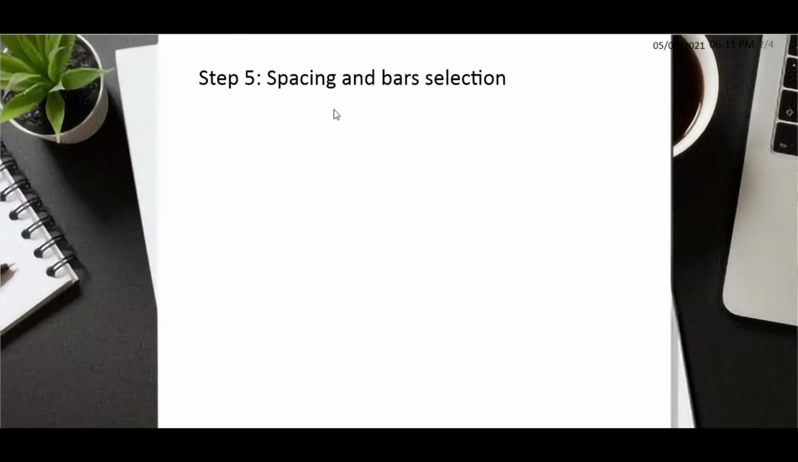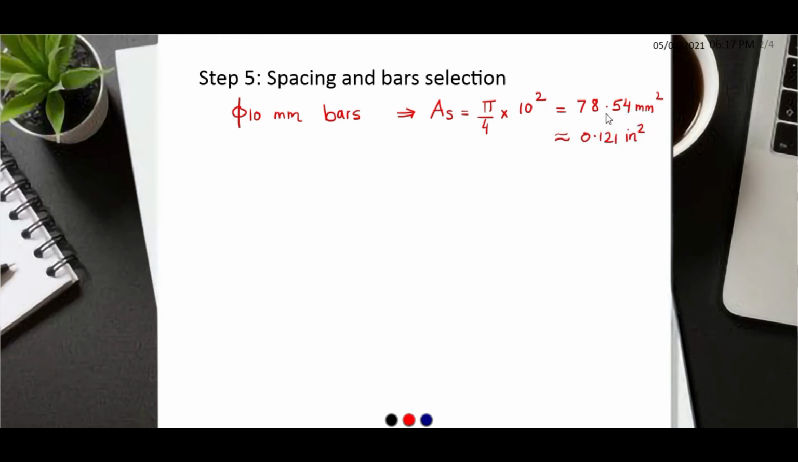Okay, next step is to find the spacing and the bar selection according to the area of steel. For uniformity, let us choose 10 mm bars. So area of one bar will be AS equals pi by 4 times 10 mm square, which will be 78.54 mm square. Now let us convert this into inch square. This will be approximately 0.121 inch square.